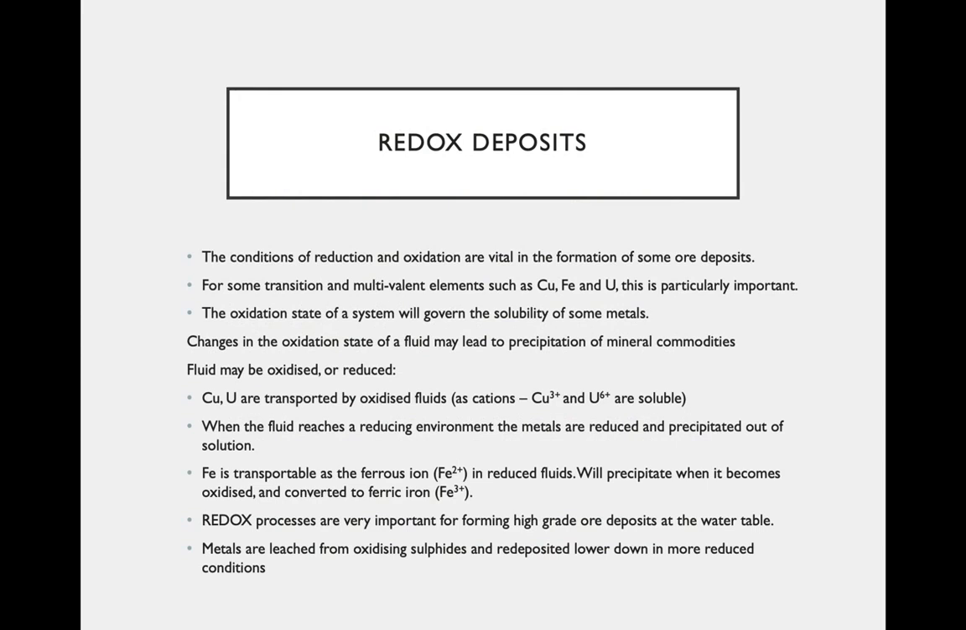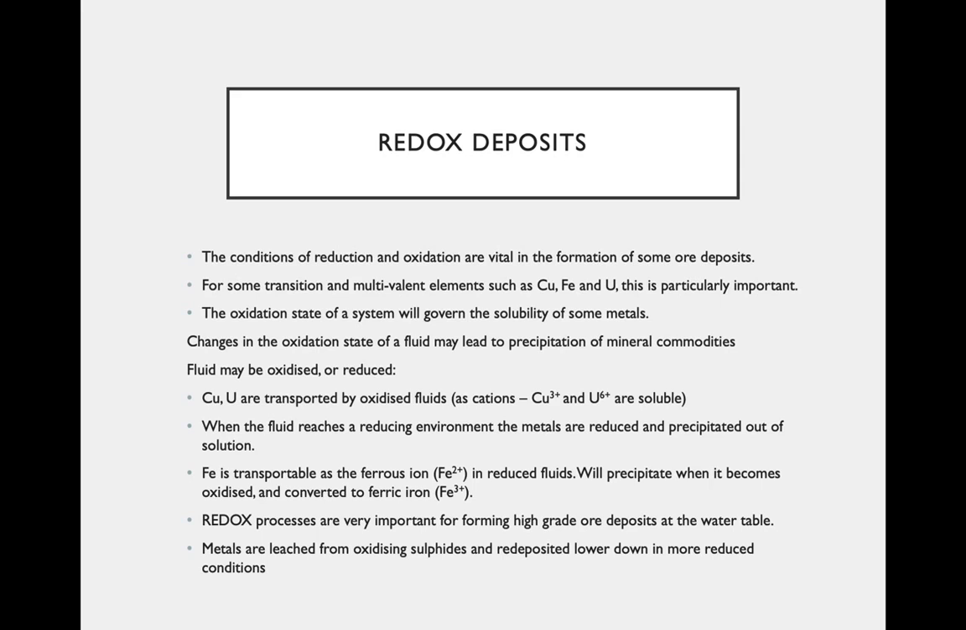Okay, so these relate to elements that are highly dependent on the redox state. So reduction and oxidation become vital, and this is going to be applicable to elements that have various valence states. So copper, iron, uranium are the classic ones. The change in oxidation state will govern the solubility of some metals. When that changes, we can precipitate them as commodities. As we know, fluids may be oxidized or reduced. So things like copper and uranium are transported by oxidized fluids.